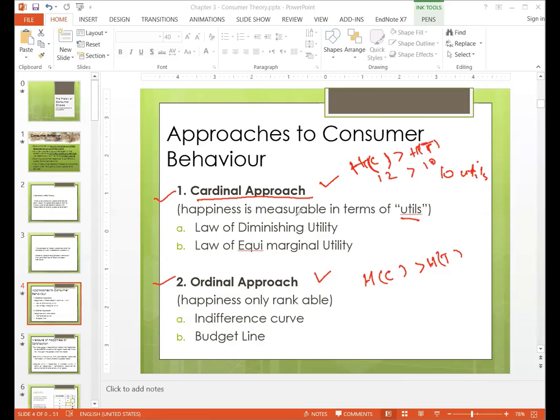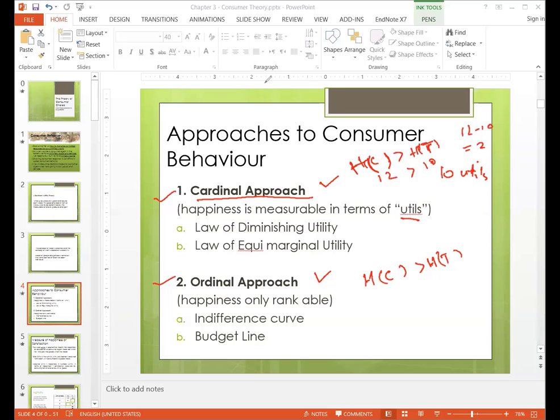Okay, so we will come back to it in detail, but the basic difference is that the cardinal approach says that you can measure it, and you can give a number, and then the bigger number means more happy. Ordinal says you cannot measure it, but you can rank it. So you will know that coffee is better than tea, but don't know how much better. Here you know that coffee is 2 units better. Okay, so 12 minus 10 equals 2. So 2 units better. Here you don't know how much difference.